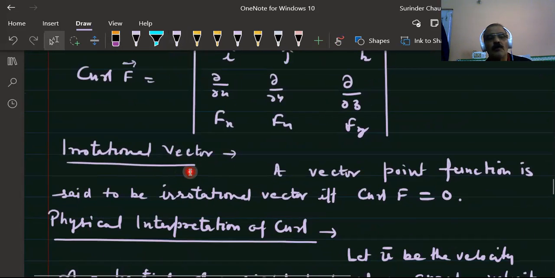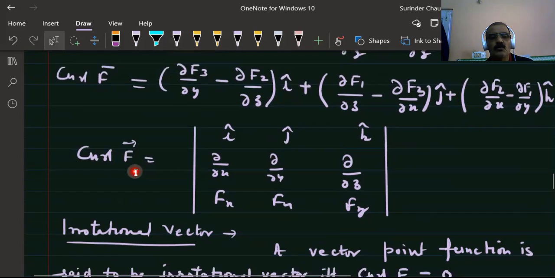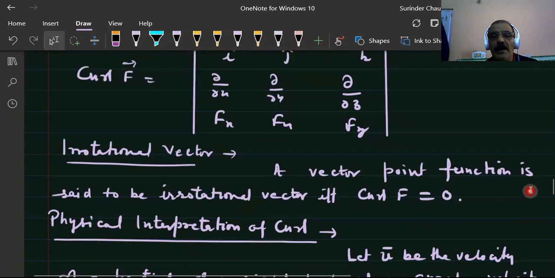Now, the irrotational vector. Curl of f is also called the rotational vector. When will we say that a vector point function is an irrotational vector function? A vector function f is said to be irrotational if and only if curl of f is equal to 0. Curl of any vector point function being 0 means that it is an irrotational vector function.